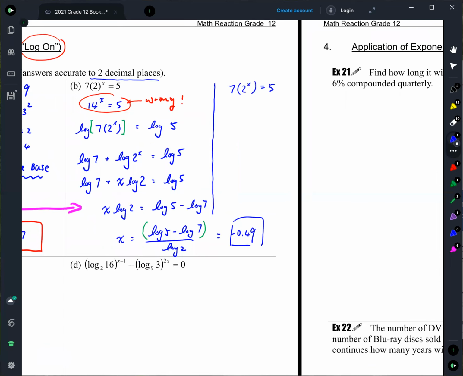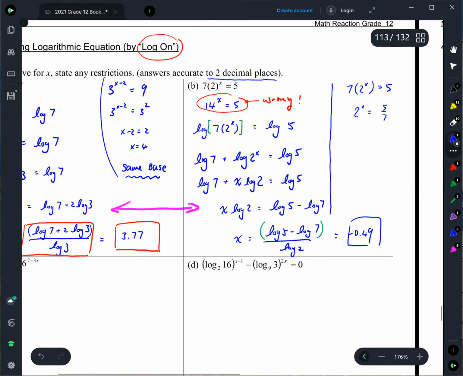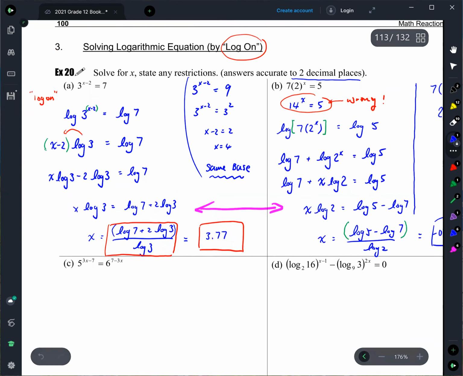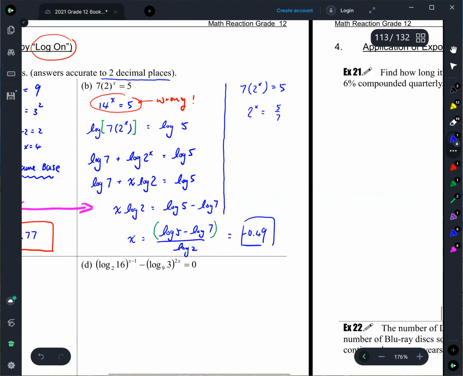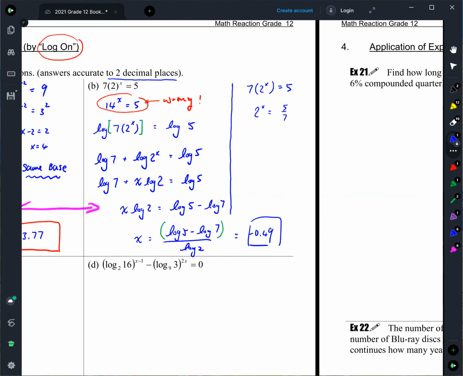So instead of log on, I'm going to divide both sides by 7 first, okay? So it will look like this, 2 to the x will equal to 5 over 7. So what's the point of doing that? If you compare the look right now, it's kind of like the left side now, 3 to the something equal to 7, right? 3 to x minus 2 equals 7. And this one, right, 2 to the x equal to 5 over 7.